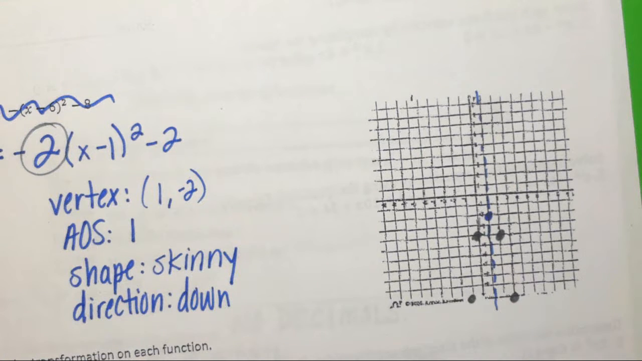If it was a 3 out front, I would go over 1 down 3. Over 2 down 3 times 4 is 12. If it was a 1/2 in front, instead of over 1 down 1, I go over 1 down 1/2. That number out front helps me multiply.